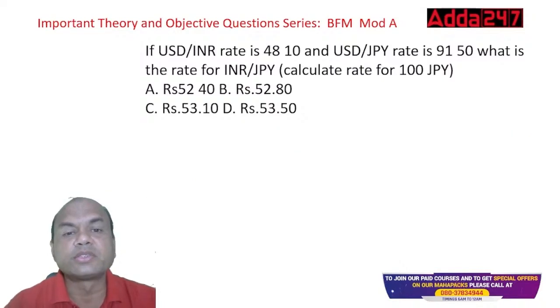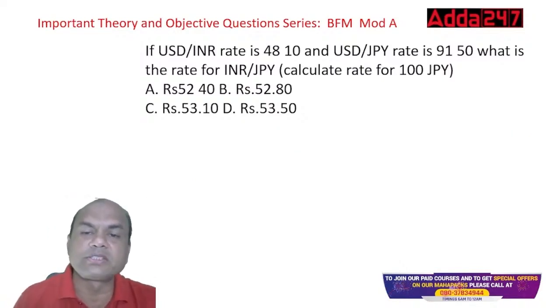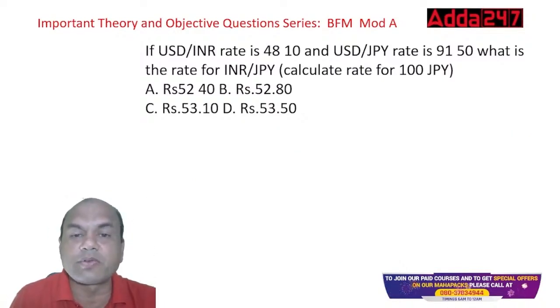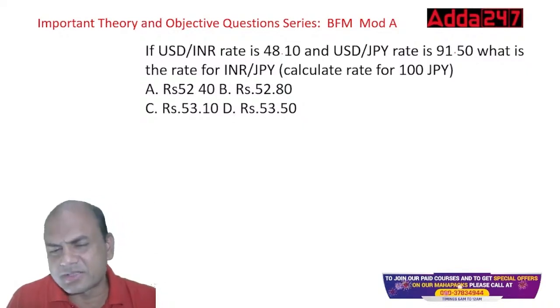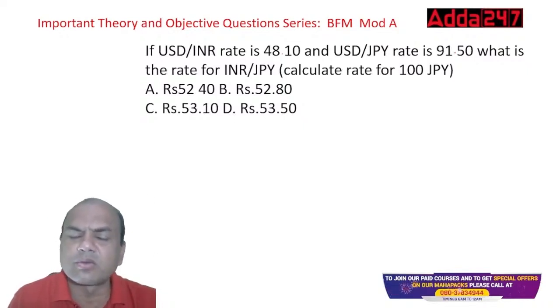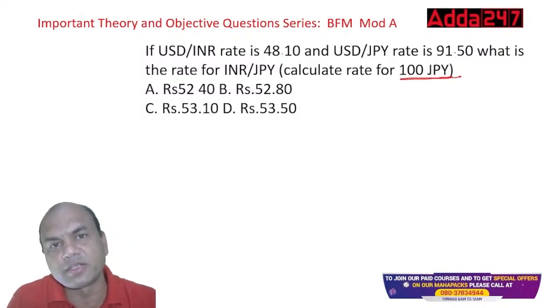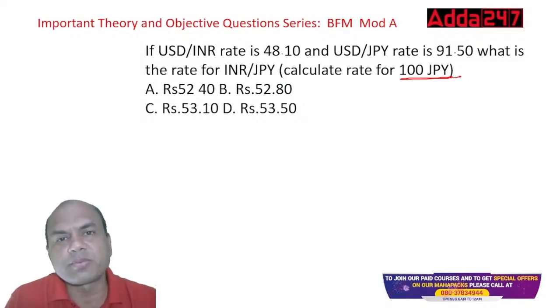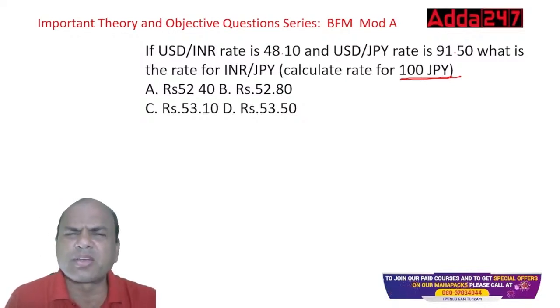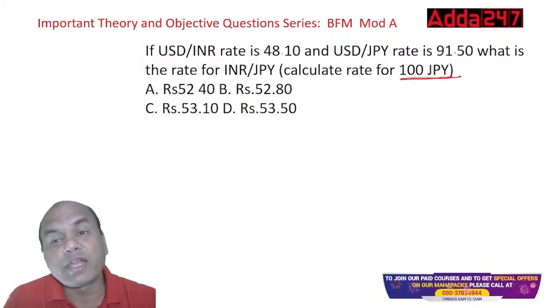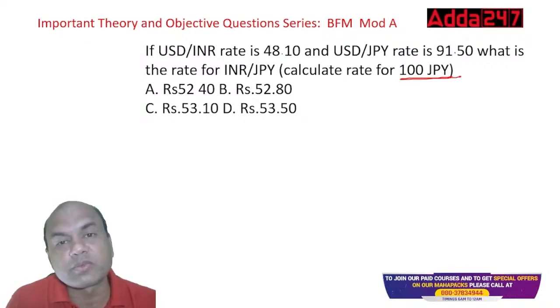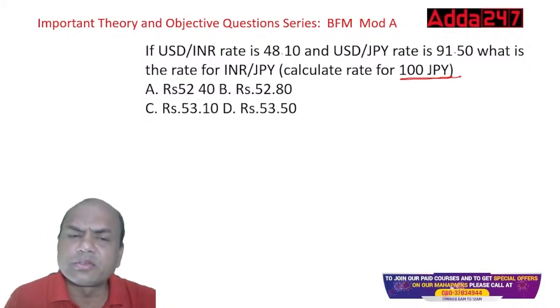Okay, next one. USD INR rate is 48.10 and USD JPY rate is 91.50. What is the rate of INR to JPY? Again you are using the chain rule. Calculate the rate for 100 JPY. JPY is always calculated in terms of hundreds only. We never get the rate for 1 JPY and keep it as it is because it's very small. But for getting this 100 JPY, we need to first get the 1 JPY rate. So again use the chain rule.